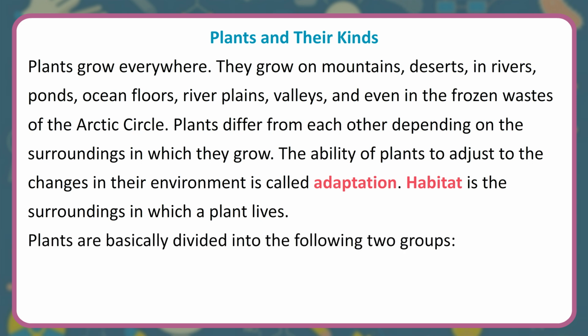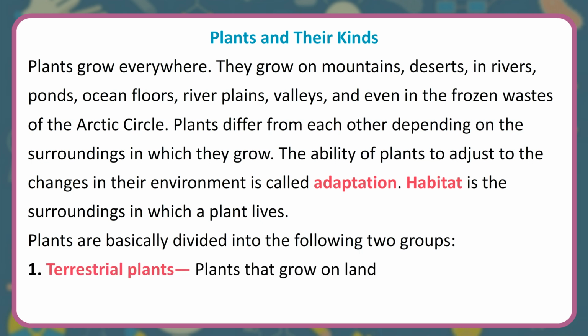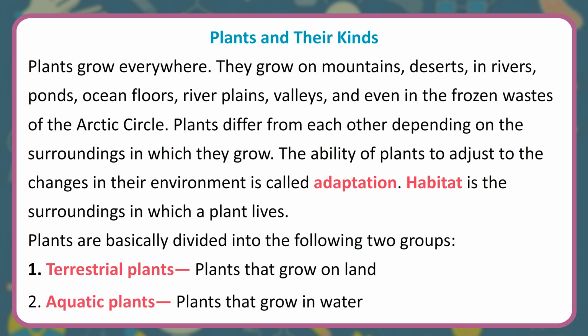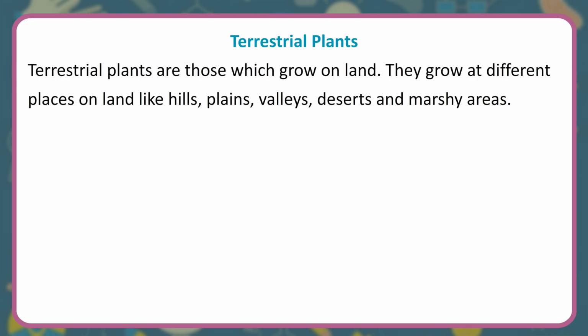Plants are basically divided into the following two groups. 1. Terrestrial plants, plants that grow on land. 2. Aquatic plants, plants that grow in water. Terrestrial plants. Terrestrial plants are those which grow on land. They grow at different places on land like hills, plains, valleys, deserts and marshy areas.